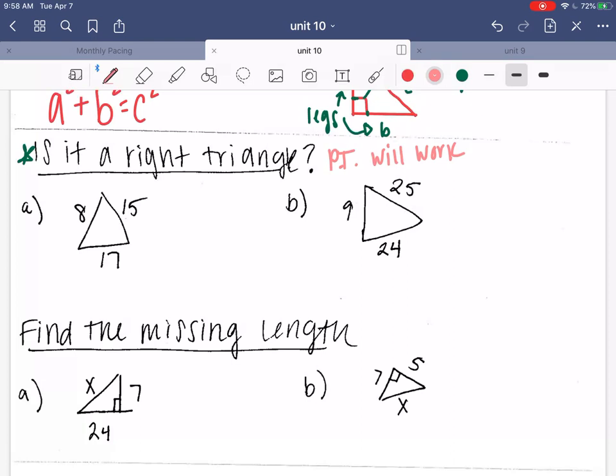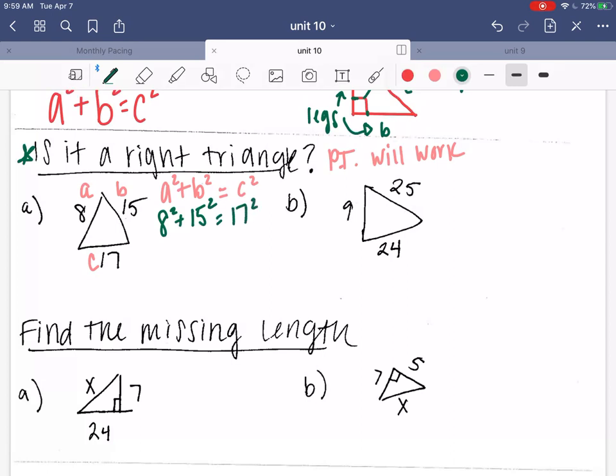So I have to see which of the sides that are given to me is the longest side. That would be 17. And then that would mean that A and B are the 8 and 15. It doesn't matter which order, which one's A, which one's B. It does matter which one C is. And I want to see if the Pythagorean theorem works. So I'm going to plug in 8 squared for A, B is 15 squared, and C is 17 squared.